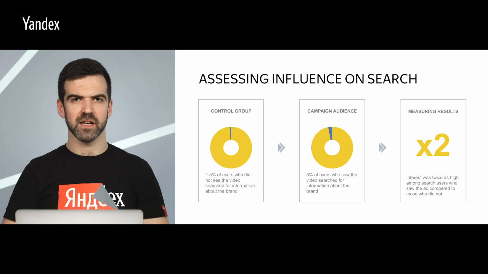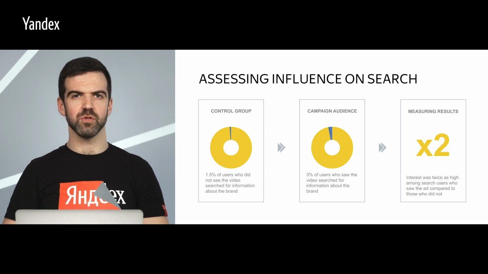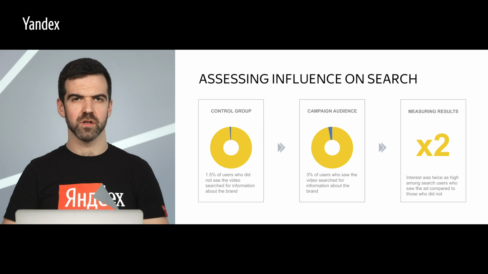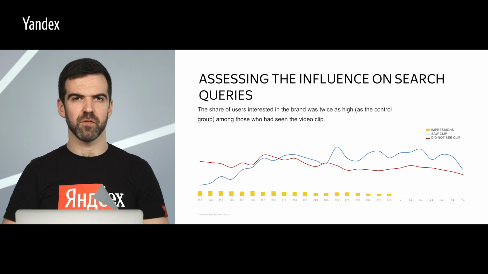Another type of analytics that we prepare for our clients is an assessment of video advertising's effect on search behavior. To do so, we take 2 groups: users who saw your video ad and searched for branded queries, and users who didn't see your video ad, and compare their search interests. If we look at the example from the real estate case, we can see that the interest in the brand of users who saw the video ad was twice as high as the control group.